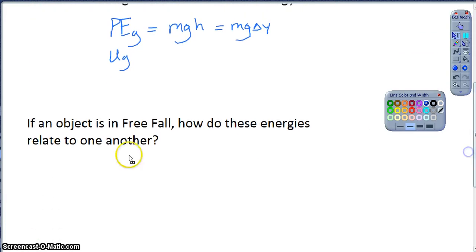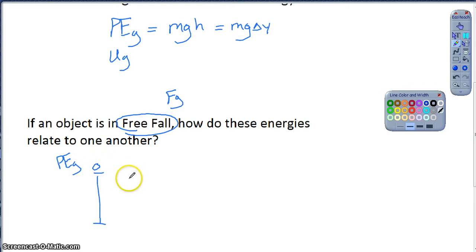So then what about this? If an object is in free fall, how do these energies relate to one another? Well, there is one important concept here. It's what's going on in free fall. Well, we know if it's in free fall, the only force acting is the force of gravity. And the force of gravity is also essentially defining my potential energy due to gravity. So if I take an object and I drop it, it initially has some potential energy due to gravity based on its height. We know in terms of kinematics, as I drop it, it's going to pick up speed, which means as it begins to fall, it's now starting to gain kinetic energy, but it's starting to lose potential energy because of the loss of height there. So as it becomes a closer distance to the ground, the potential energy decreases.